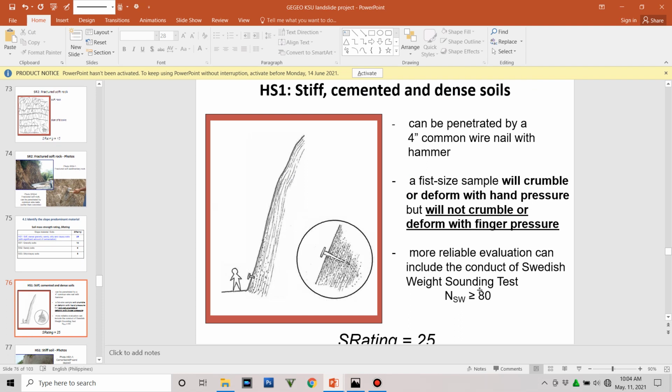So more evaluation can be done by the conduct of Swedish weight sounding test. So ito yung NSW. This is the N coefficient that is being used in the Swedish weight sounding test equipment. So later on we will discuss about this one.